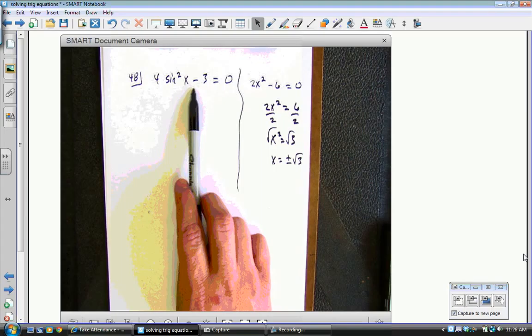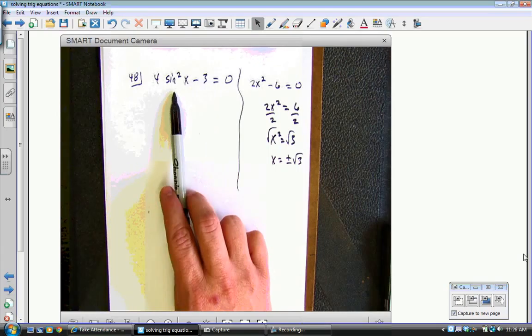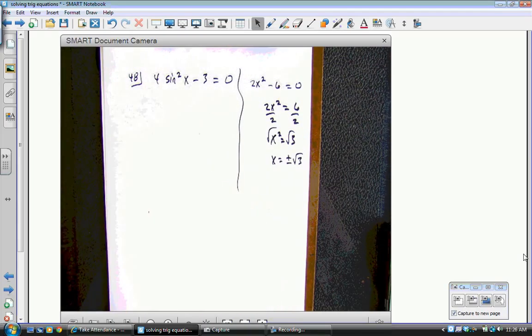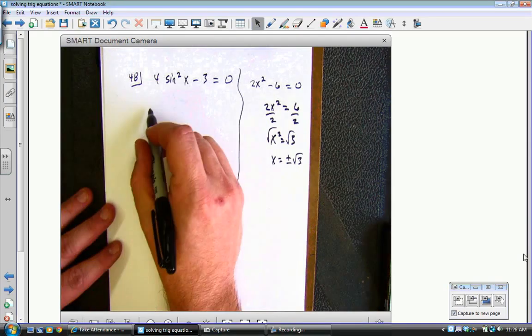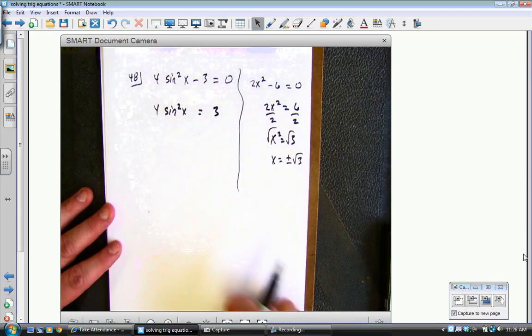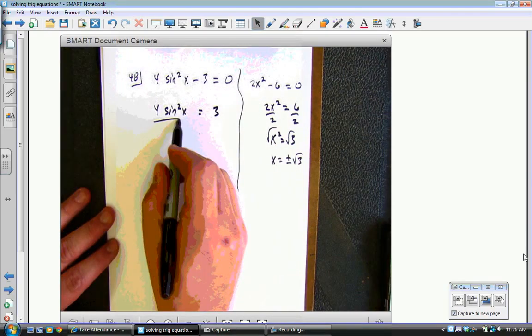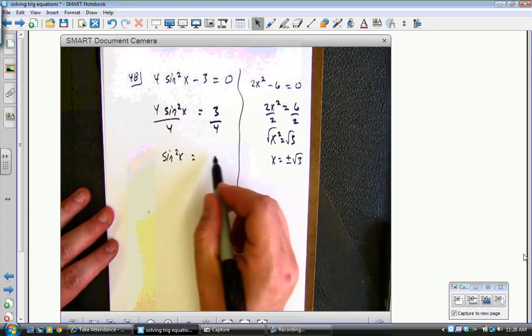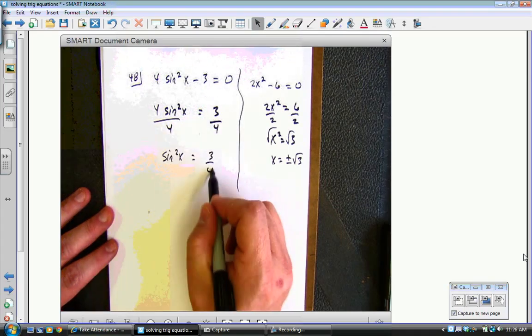So we can do the same thing with this one since it doesn't have the linear term. Now, some people still like to use that substitution thing. I think with these, you really don't need it. You just still solve it. Like the substitution idea, let A equal sine x. But I don't do that on these. So I'm just going to add the 3 over. So I get 4 sine squared x equals 3. Okay, now what though? Alright. So we'll get sine squared x equals 3/4.